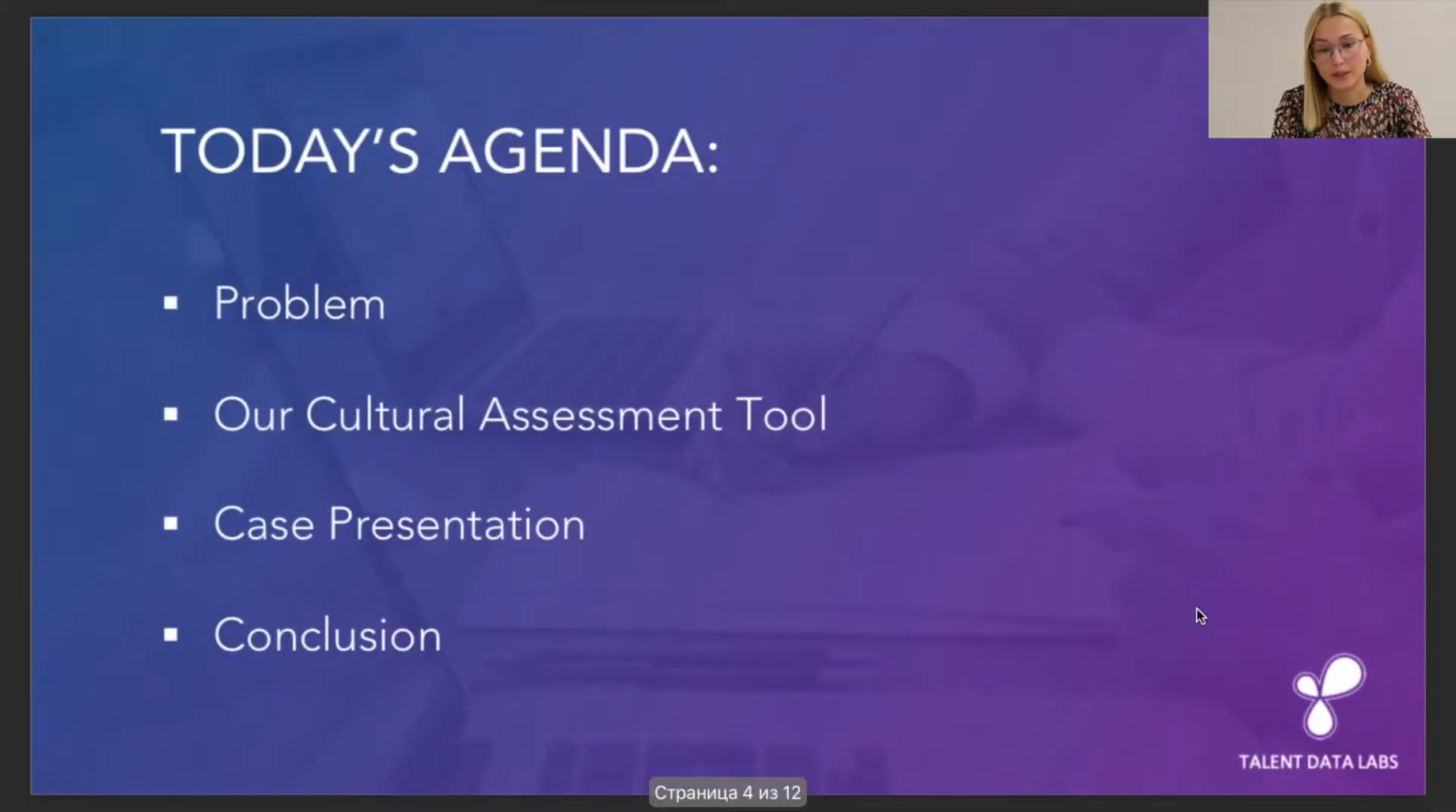Speaking about the agenda, first we will speak about statistical problems you can encounter if cultural fit is not taken into account. Then we will show how our cultural assessment looks like. Then we will show how, through our algorithm and insights, one of our clients has solved a major productivity problem.